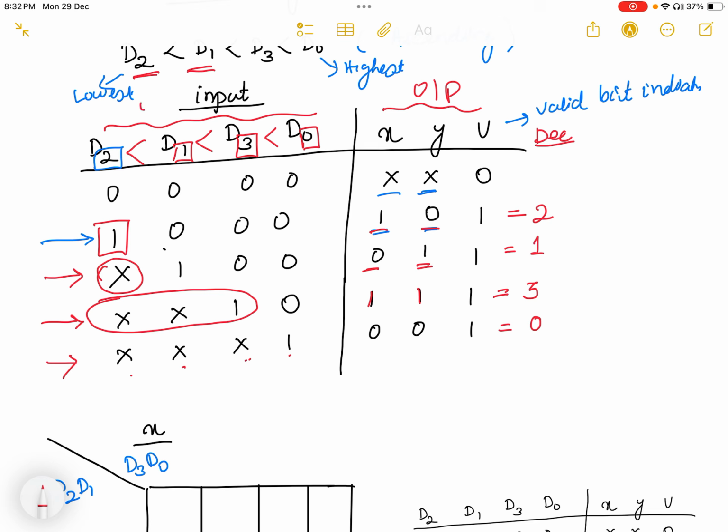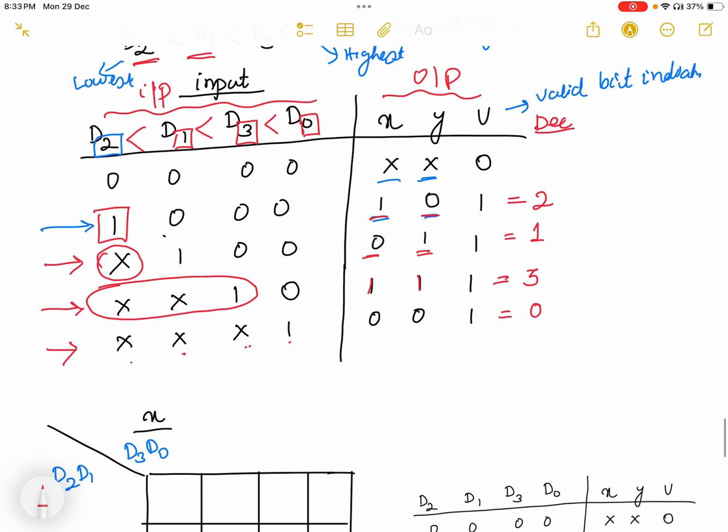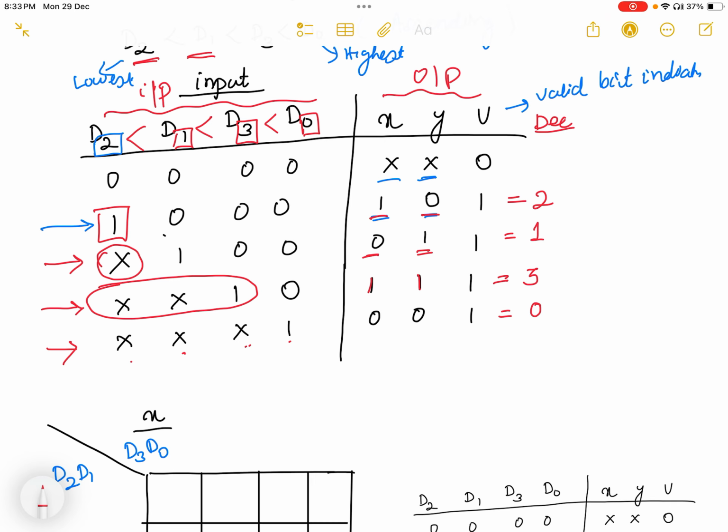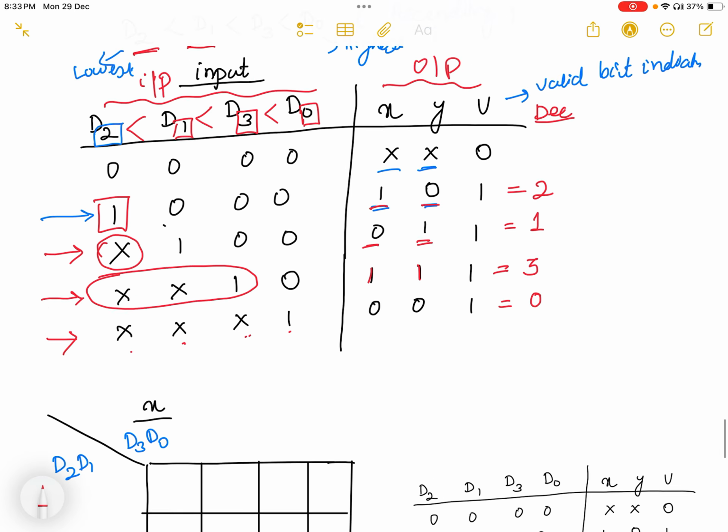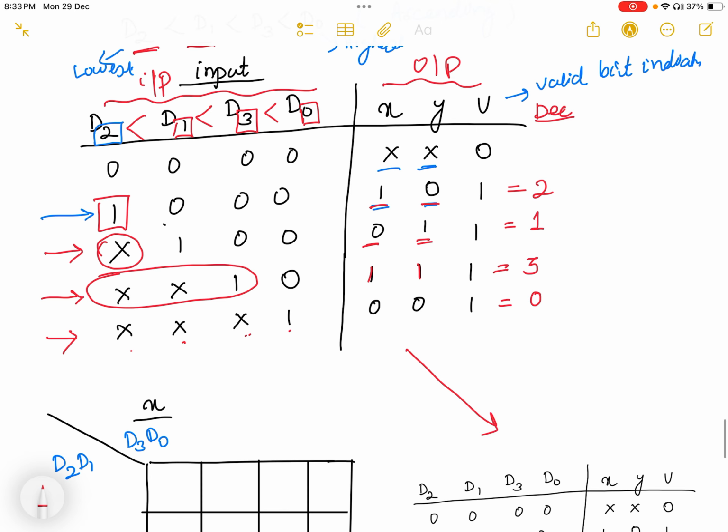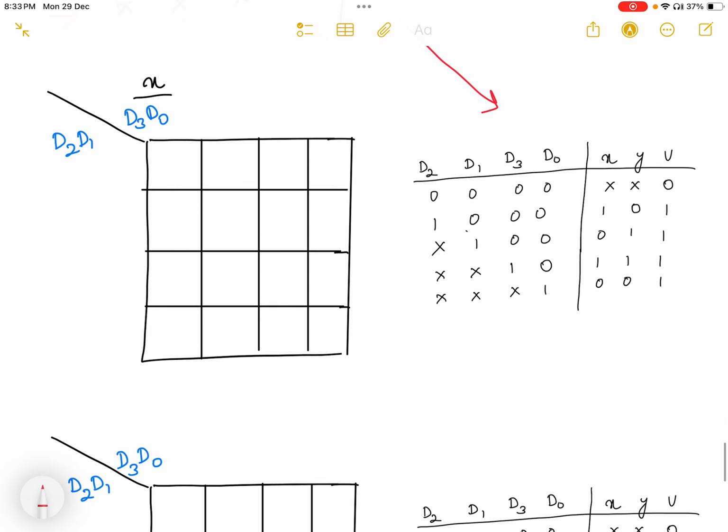So basically we should get a four variable K-map. That means we should construct a table of 16 possible combinations, as you wrote in the case of the default priority encoder, or you can write it directly from this table. So we have three outputs: X, Y, and V.